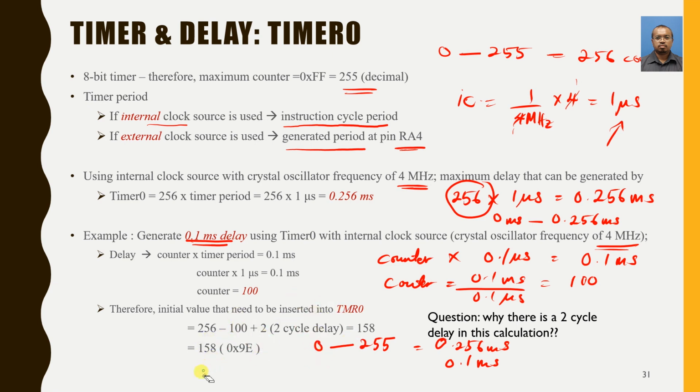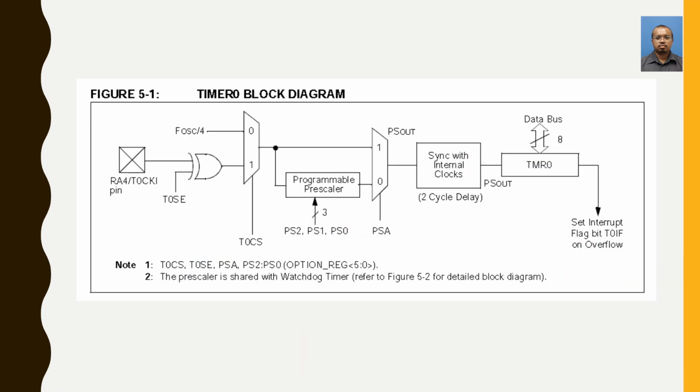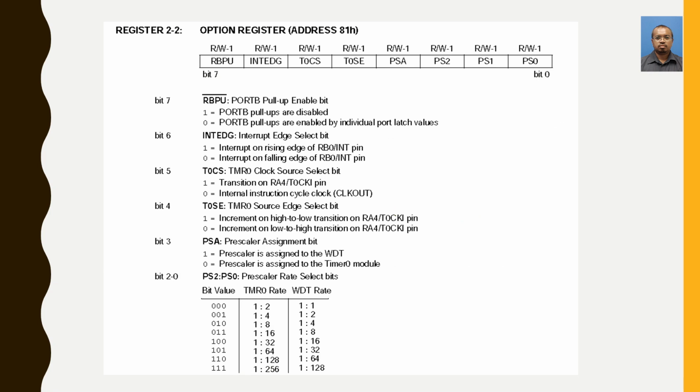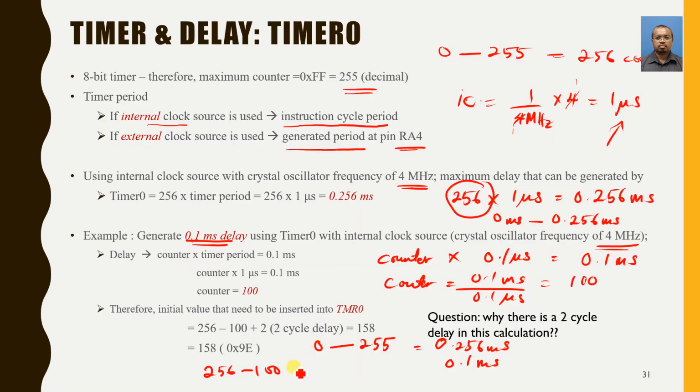You have to have 256 minus 100, and then you have a delay of 2 cycles. Where does that 2 cycle delay come from? Let's go back to the previous diagram. Here you can see after the prescaler and all that, you have a 2 cycles delay. So you have to include that in your calculation. So plus 2, in this case, becomes 158. This is the initial value that you need to send to timer 0.